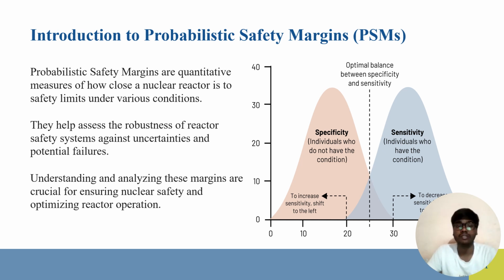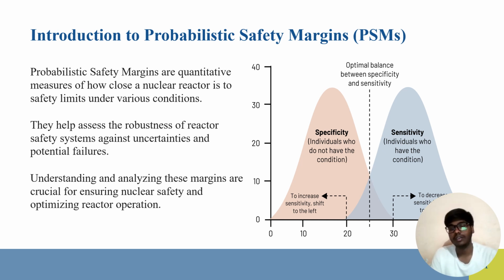Probabilistic safety margins (PSM) are quantitative measures of how close a nuclear reactor is to safety limits under various conditions. They help assess the robustness of reactor safety systems against uncertainties and potential failures. Understanding and analyzing these margins are crucial for ensuring nuclear safety and optimizing reactor operation.